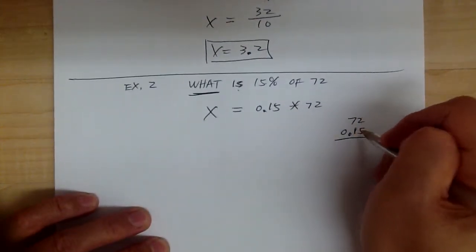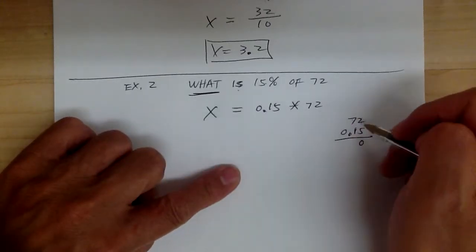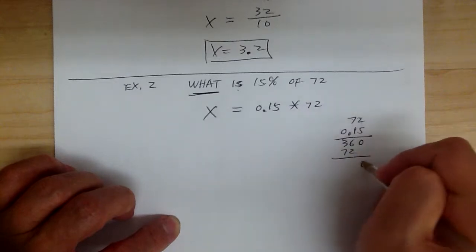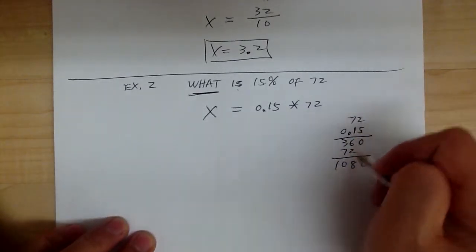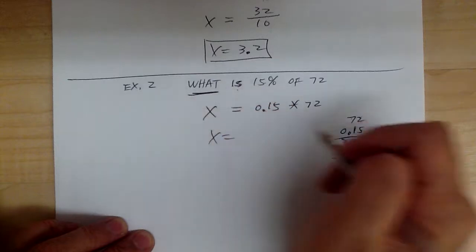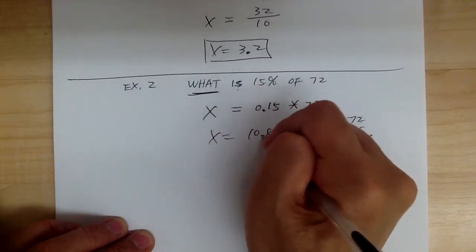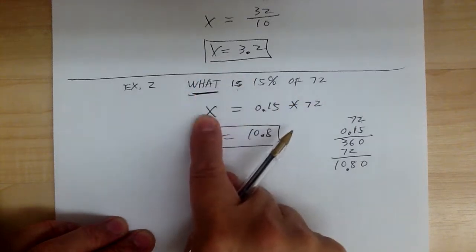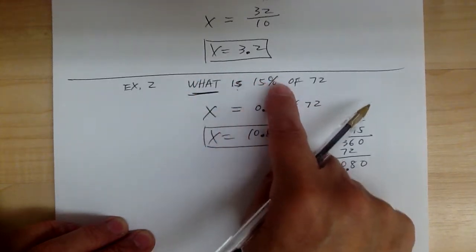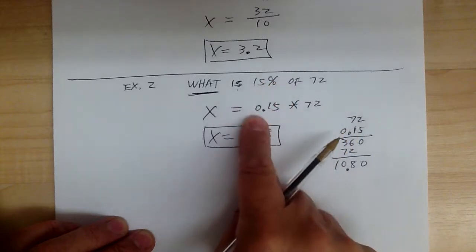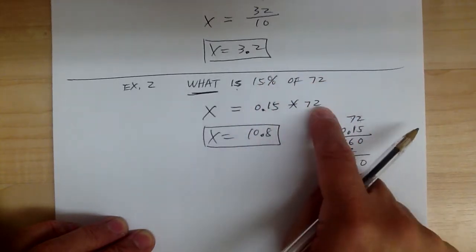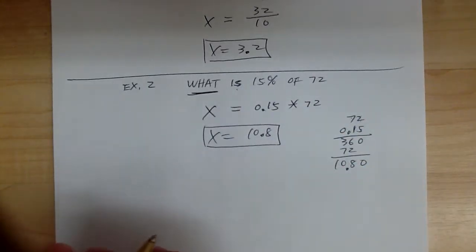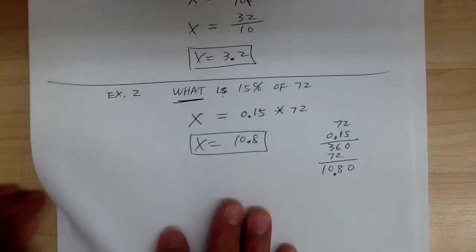So 5 times 2 is 10, carry 1. 5 times 7 is 35, plus 1, 36. 1 times 72 is 72. You add. And then you got 2 decimal places. And so x will equal 10.8. And that's it. So the key is learn how to translate. What means variable, is means equal, 15%, if you use the decimal, is 0.15, of means times, 72 means 72. So if you just line it up, it's very simple. Okay, let's go to example 3.